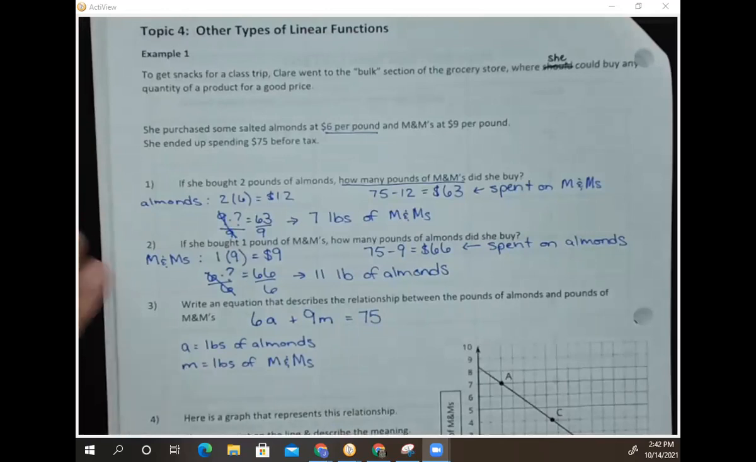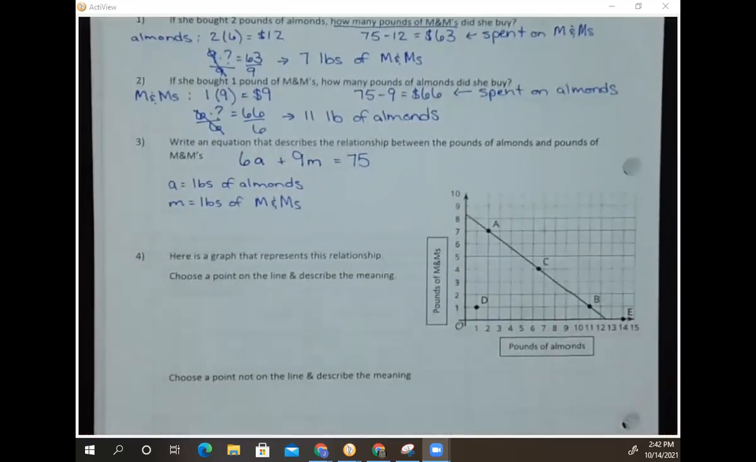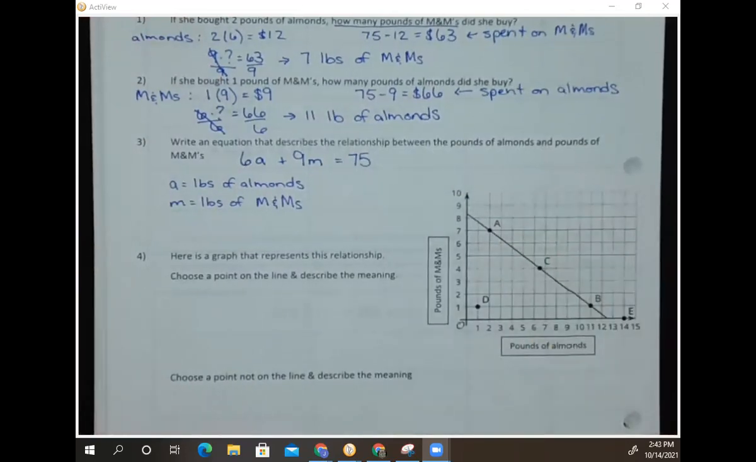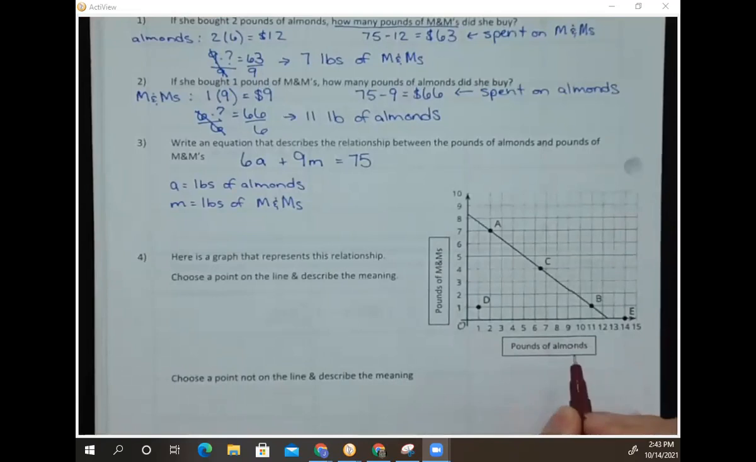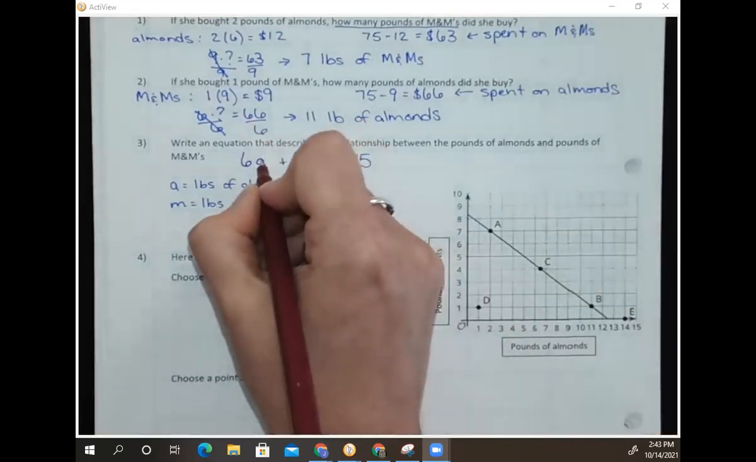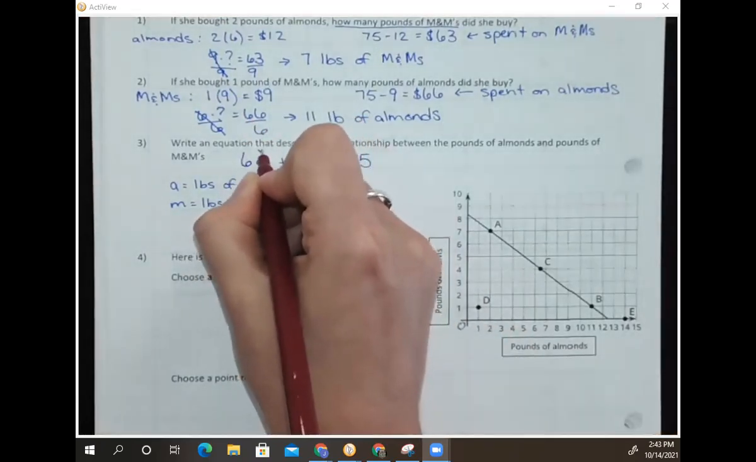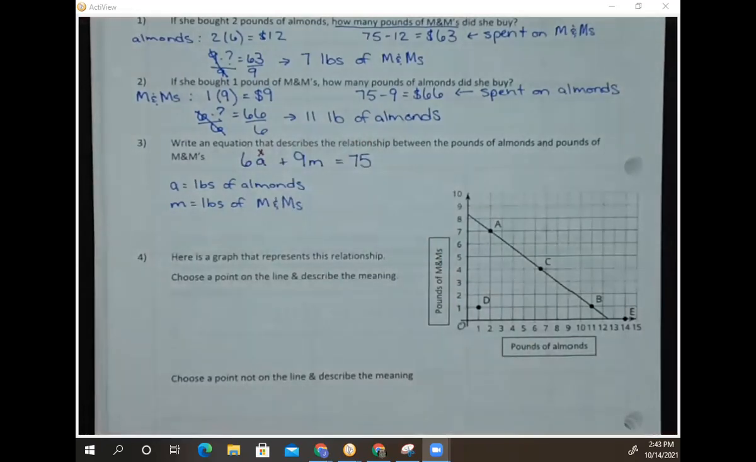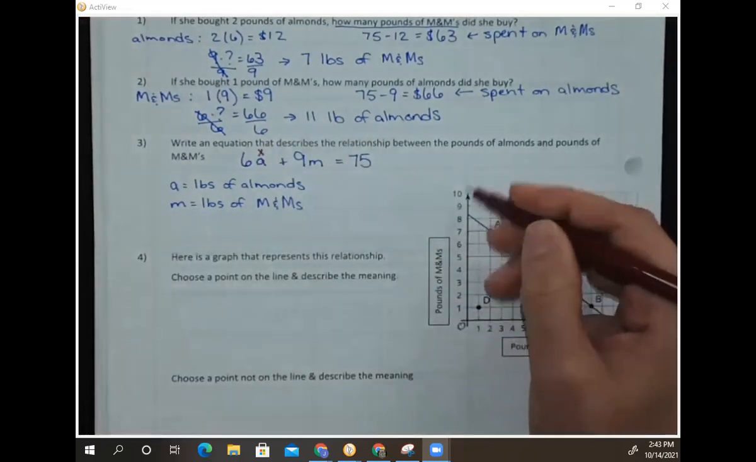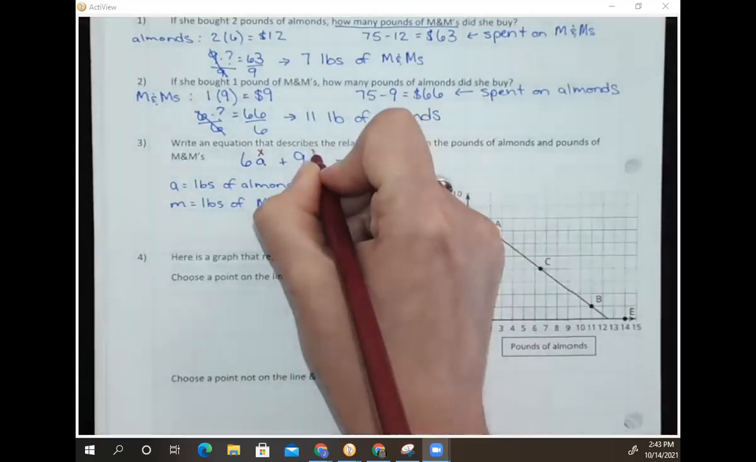Okay. So now, let's take a look at a graph of this situation. Okay. So here's what I'm going to do really fast. My graph has an X-axis and a Y-axis, right? My X-axis is labeled pounds of almonds. So right above the almond numbers, I'm going to put an X. And then right above my pounds of M&Ms, the Y, I'm going to put a Y.